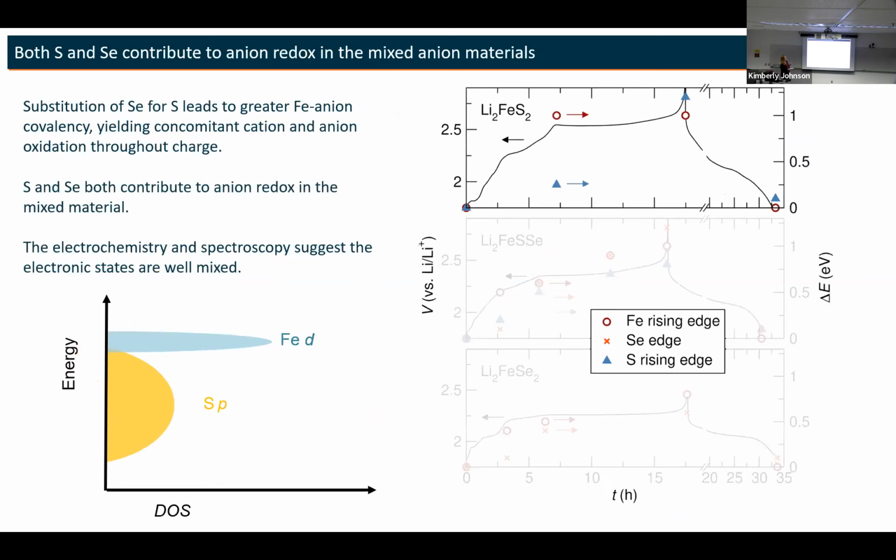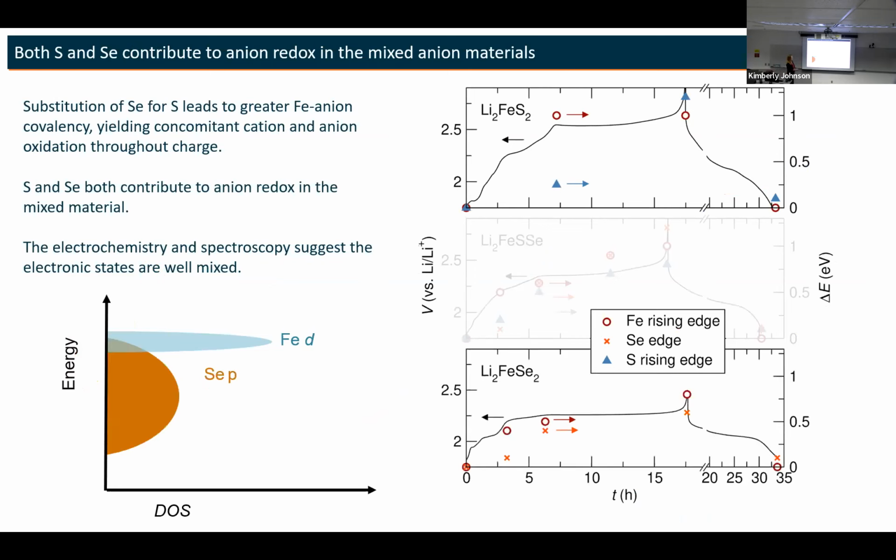I've already shown you this plot up here that shows the position of the edges on top of the electrochemistry. Now we can add some more dimension to this. If we look at the selenide, now with the selenium edge shown in orange, you can see that the iron states shift throughout the entire charge and the selenium states are shifting throughout the entire charge because we have a more covalent material.